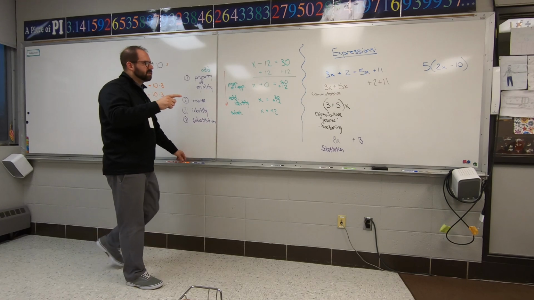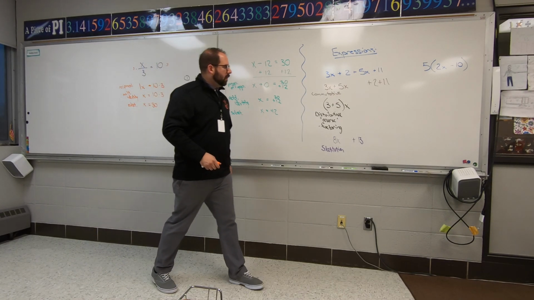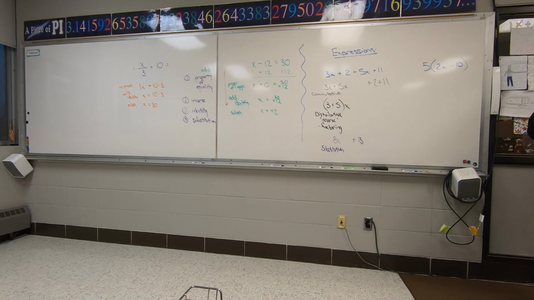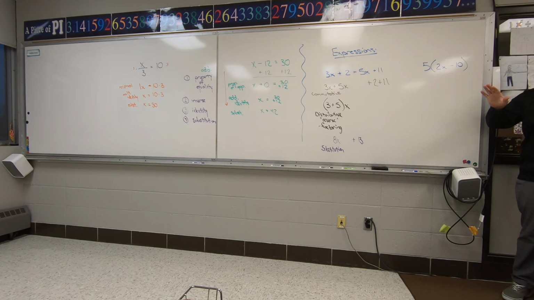So on this last one, this is my last problem of the day. All right, so on this one, my first step, I need to distribute the 5 because I cannot add the 2x and 10. They're not the same like terms. It's not like I can just substitute and tell me what the answer is. So I need to distribute the 5.